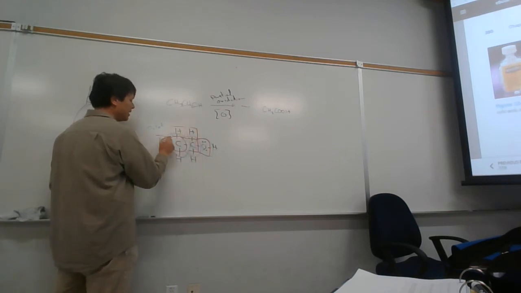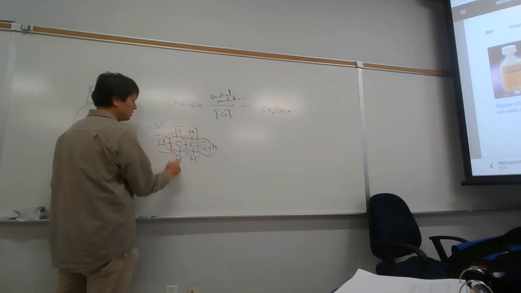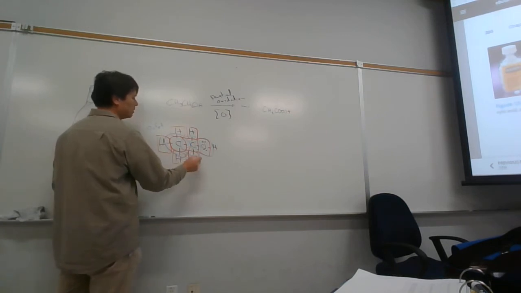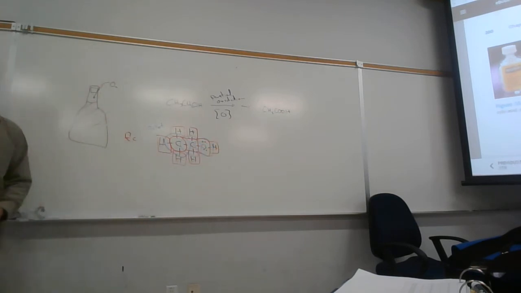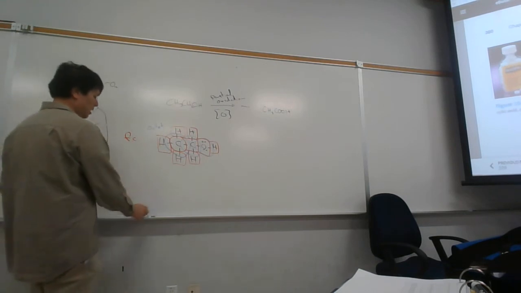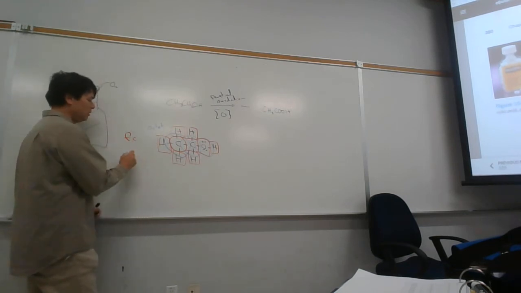So octet, we're kind of double counting things. Formal charge, we don't double count. That's formal charge. And so we split up this structure like that. Oxidation state's different. Oxidation state is winner take all.